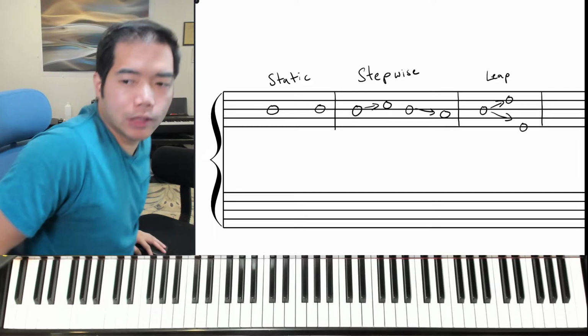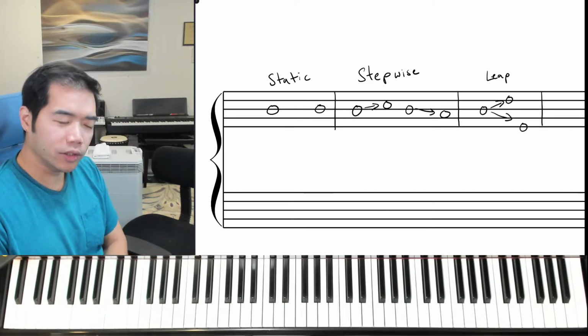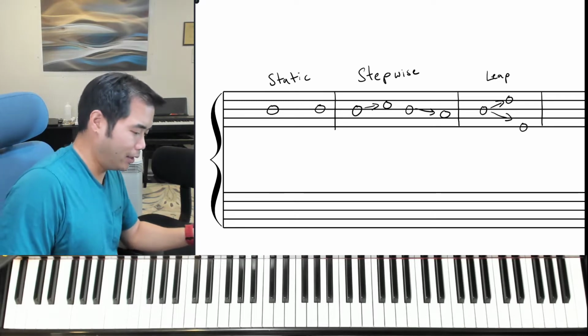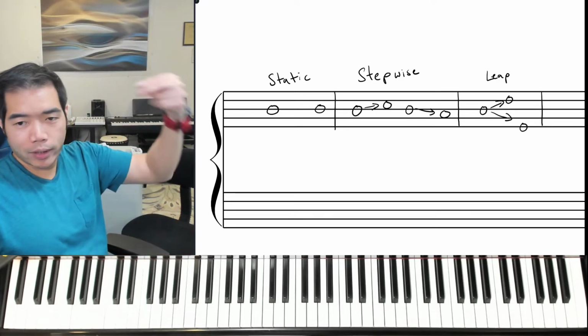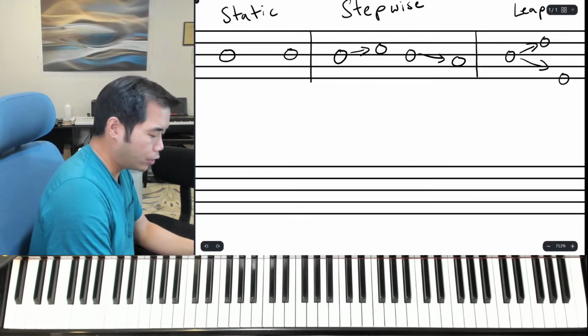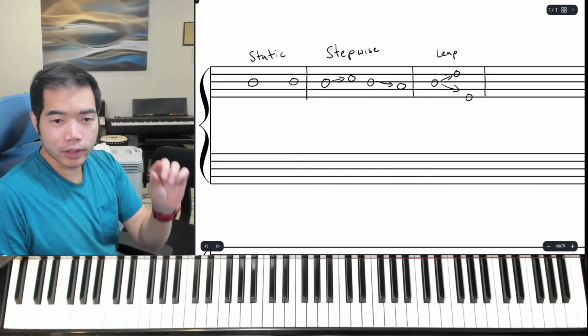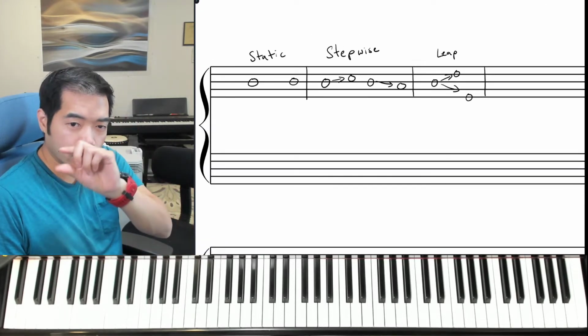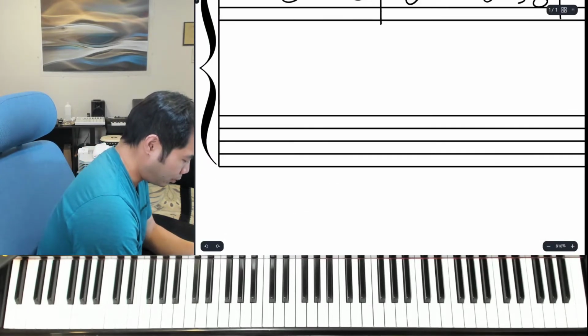Now, there are other terms that some theorists use, but the terminology is not so important. It's understanding what they mean that is important. So a note can stay the same. It can move by step, up or down, or it can move by leap. Now, when you're taking a look at a pair of voices, well, now those pair of voices can move in relation to each other. So let's take a look at examples here.